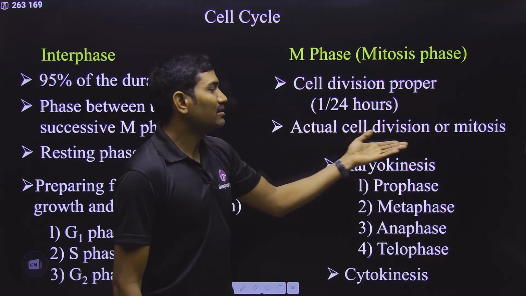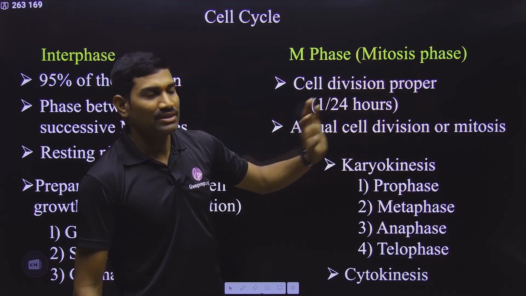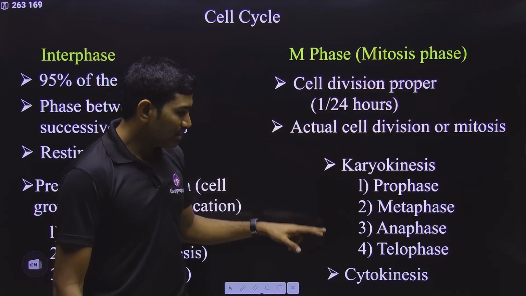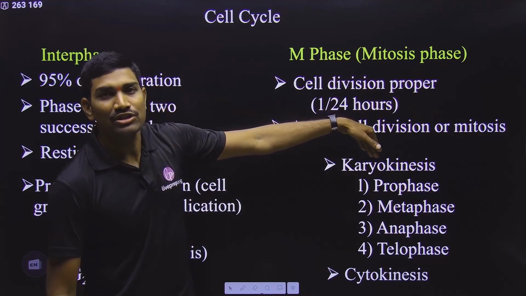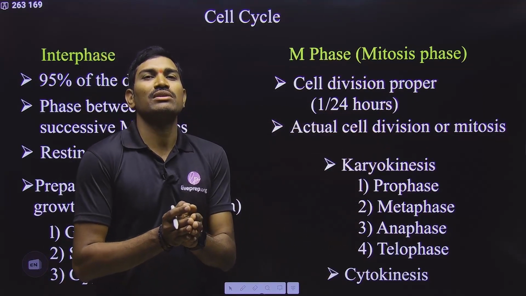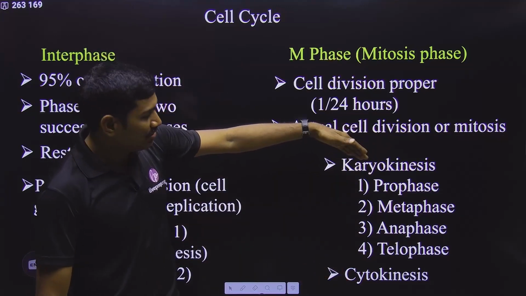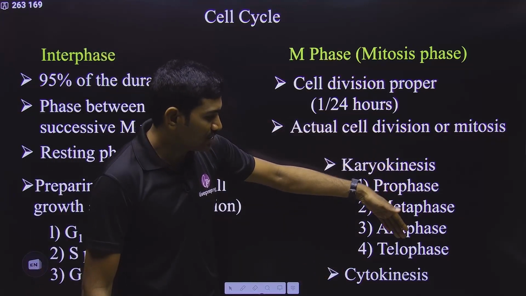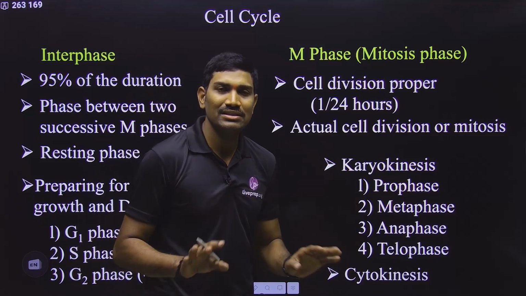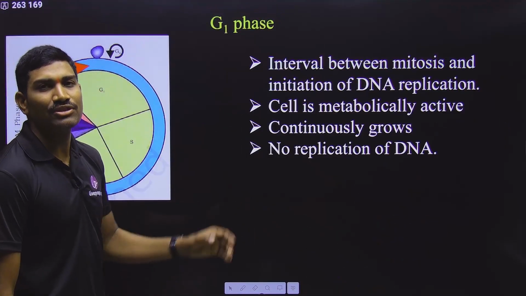Okay, next one. This is where actually the cell division occurs, and this is the mitotic phase. Again it has karyokinesis and cytokinesis. In karyokinesis, nuclear division occurs. In cytokinesis, cytoplasmic division or distribution into daughter cells will occur. Within karyokinesis again there are 4 phases: prophase, metaphase, anaphase, telophase. So these are the various phases that we are studying under mitosis. Clear?